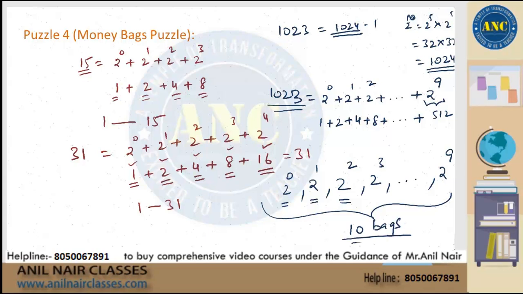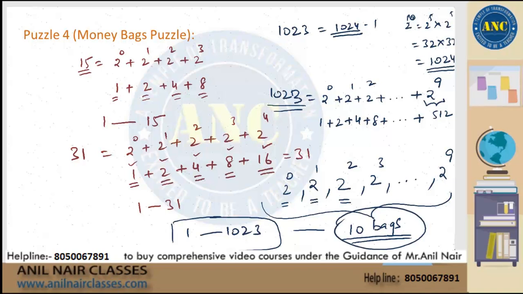That's the minimum number of bags with which you can split all the numbers from 1 to 1023. So how many bags are required? 10 bags are required.